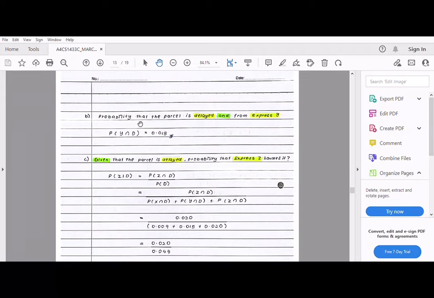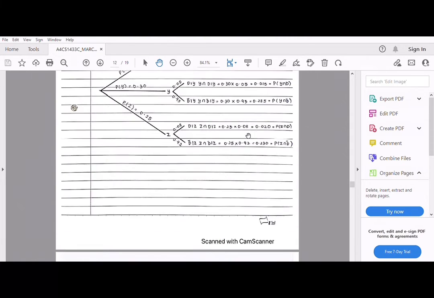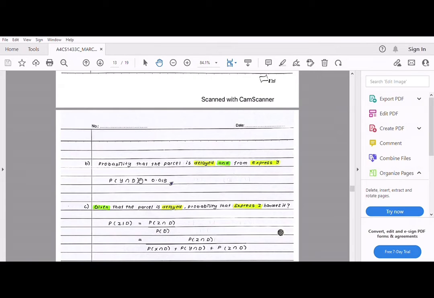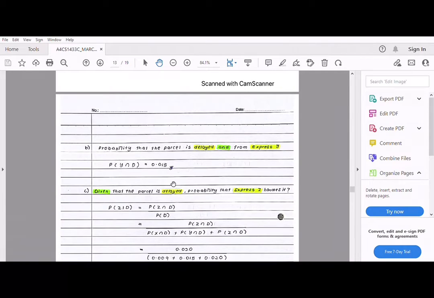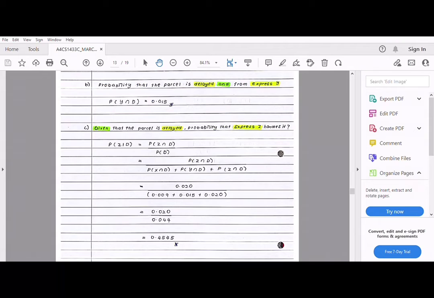Okay, next question, probability that the parcel is delayed and from X plus Y. When you transform to the mathematical sentence, you will get probability Y intersect D. Why is it intersect? Because it states here the question uses 'and'. So when you look at your tree diagram, this one is equal to 0.015. Okay, next, given that the parcel is delayed, probability that X plus Z handles it. You have to write like this, probability Z given D.